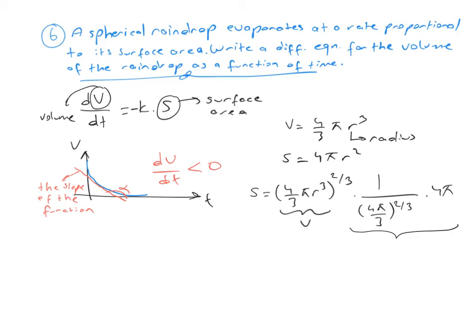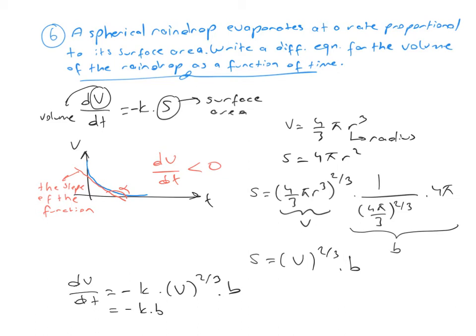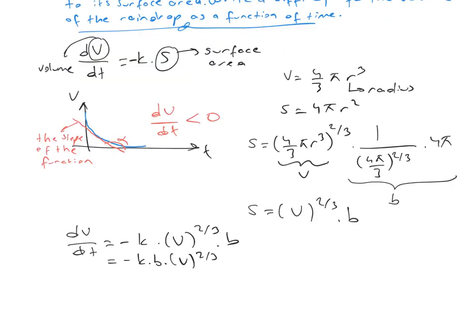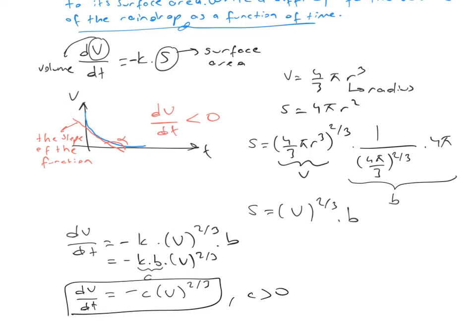This term here is actually a constant and we can call it, let's say, b. So, S is equal to V to the 2 over 3 times b. And let's put this in our differential equation here. dV over dt is equal to minus k times V to the 2 over 3 times b. This is equal to minus k times b times V to the 2 over 3. This term is another constant and let's call it c. So, dV over dt is equal to minus c times V to the 2 over 3. This is the differential equation that we look for. And here c is bigger than 0.